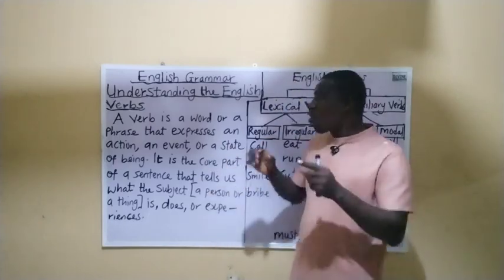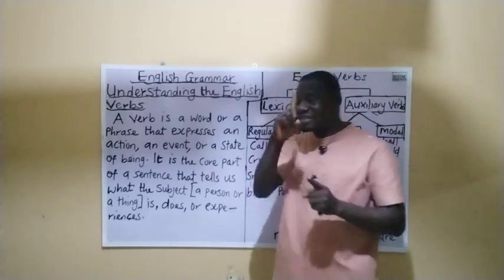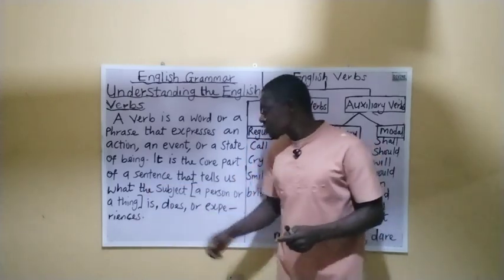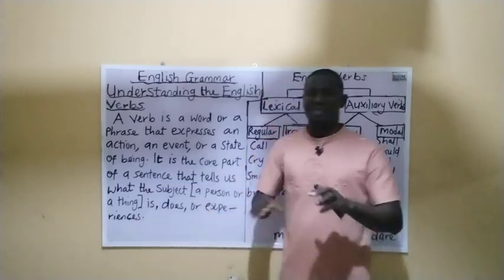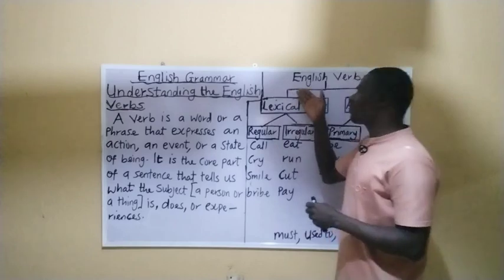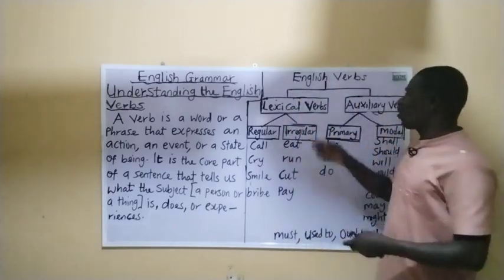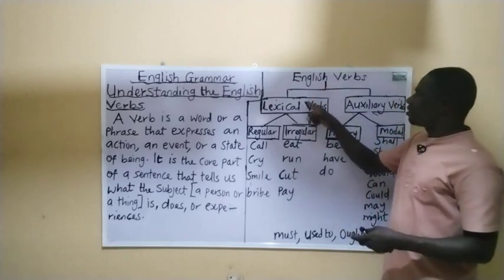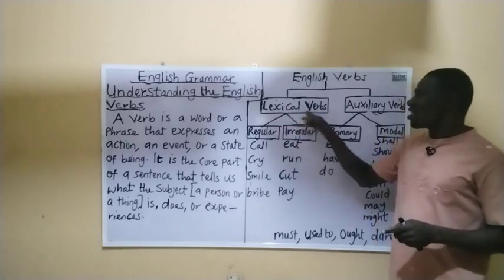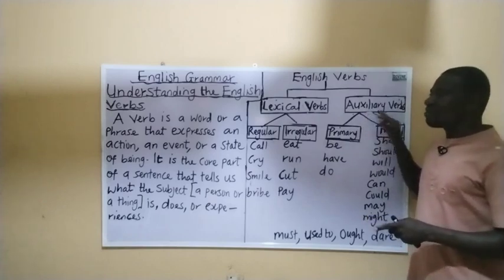It is the core part of a sentence that tells us what the subject, that is, a person or a thing, is, does, or expresses. Okay, fine. Having understood what the verb is, let's look at the different types of verbs in English. Verbs are broadly divided into two parts: lexical verbs, which are also known as the main verbs, and the auxiliary verbs.